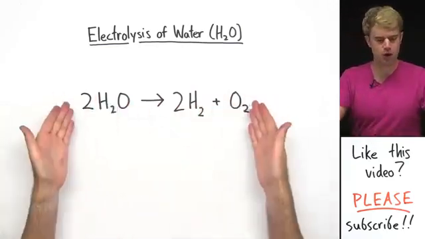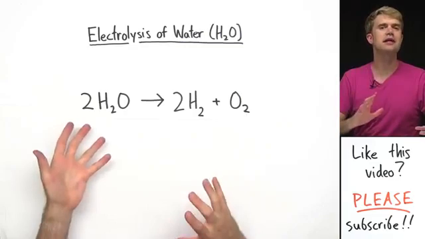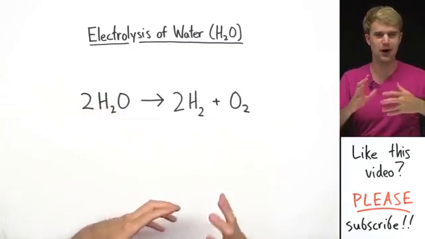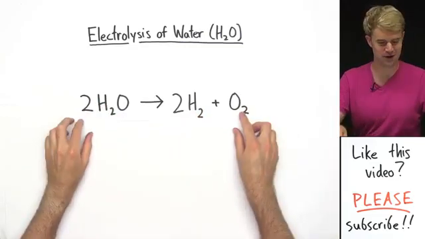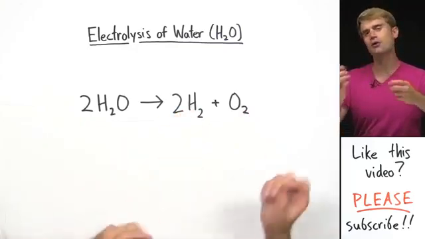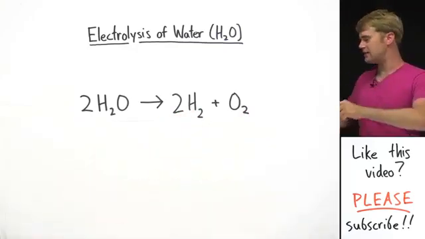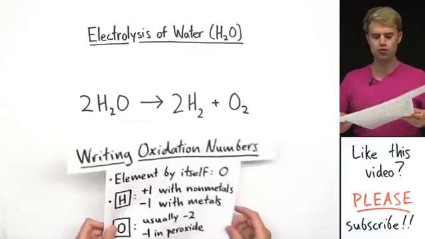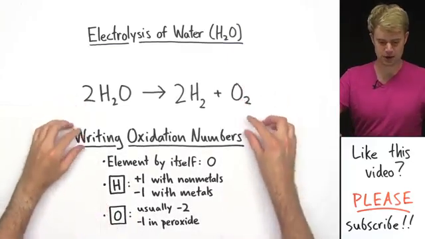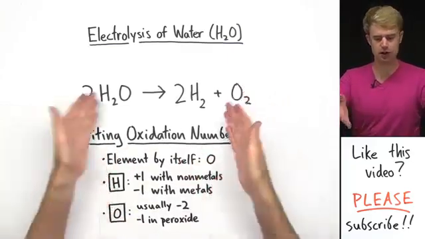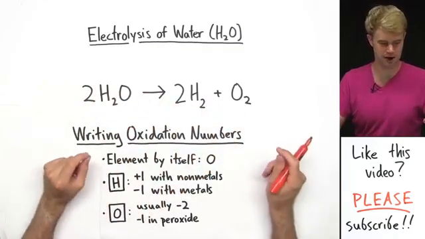Now, this equation represents an oxidation reduction process. So electrons are moving, they're being transferred. Let's figure out how they're being transferred by looking at the oxidation numbers. I've got some rules for writing oxidation numbers here. These are just a few of them, just the ones that are relevant to the equation that I'm talking about here.